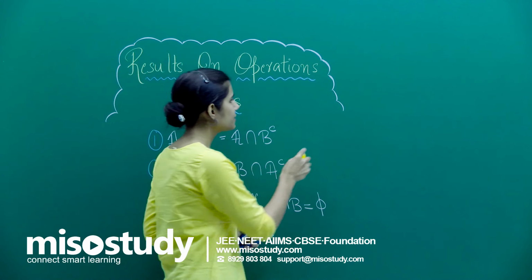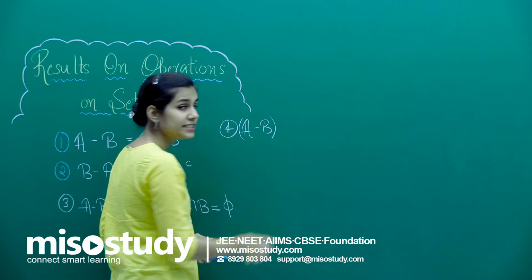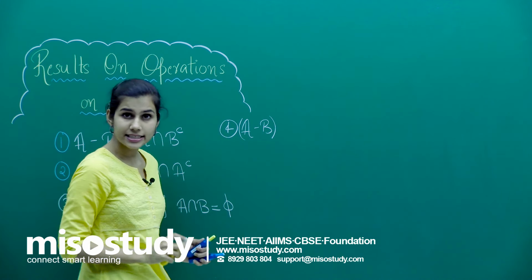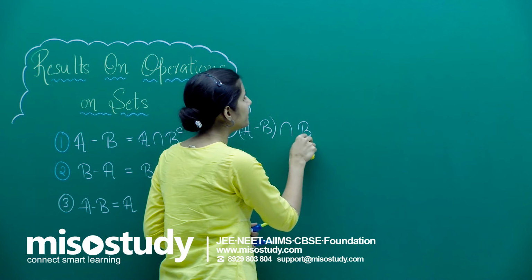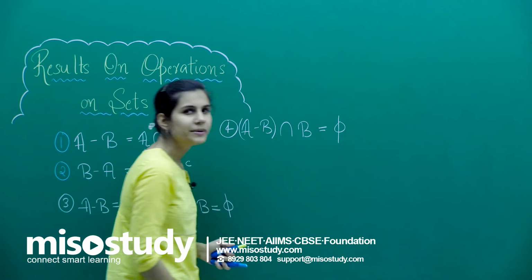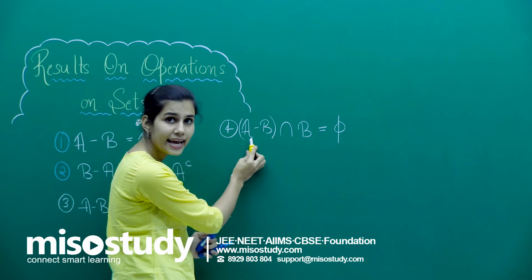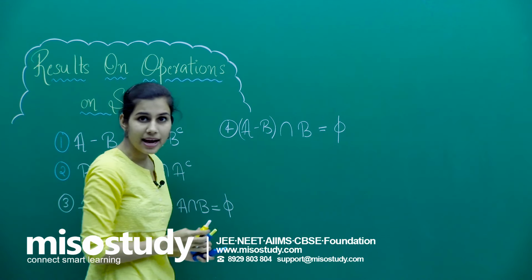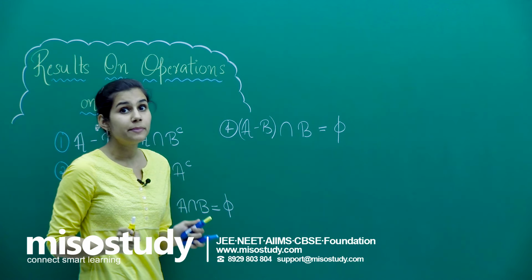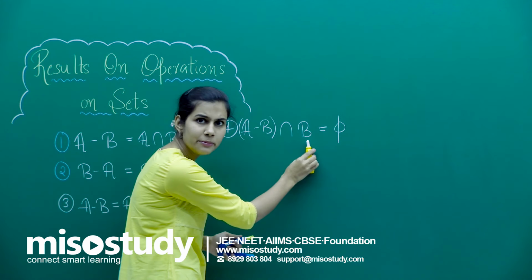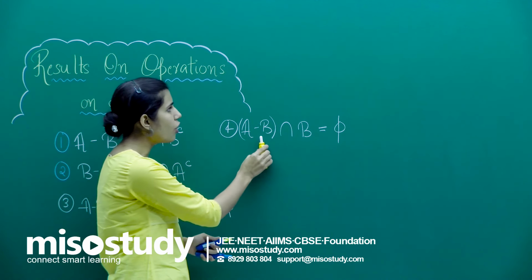Coming to the fourth point, we had that A minus B, where A and B are two distinct sets, when its intersection is taken with set B, gives an empty set. It's very logical. If you are removing B from A, the members left in A minus B are purely of A. No element in A minus B is an element of B, and it's common sense that they will not have any elements in common because I am already removing the elements of B from A.